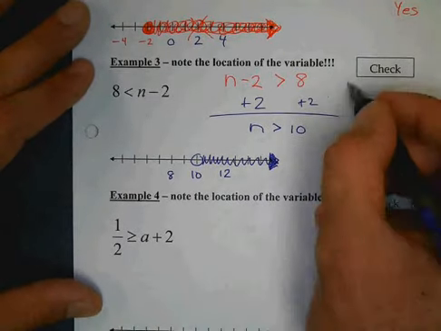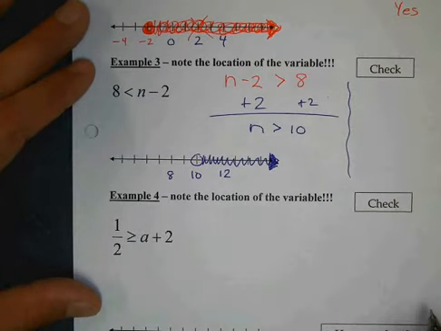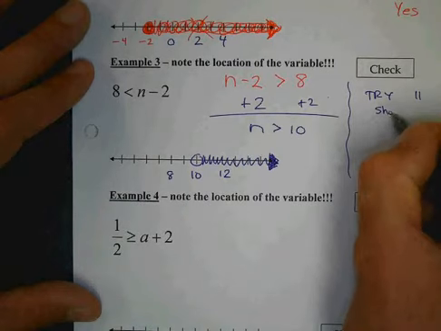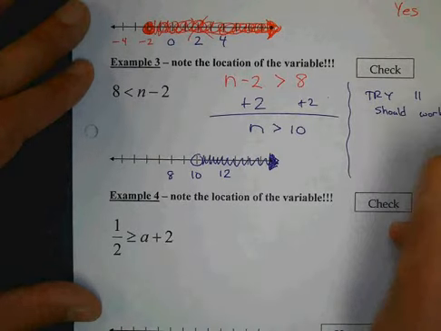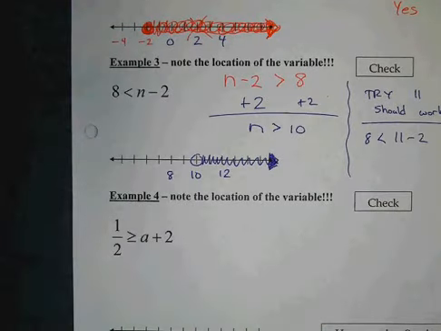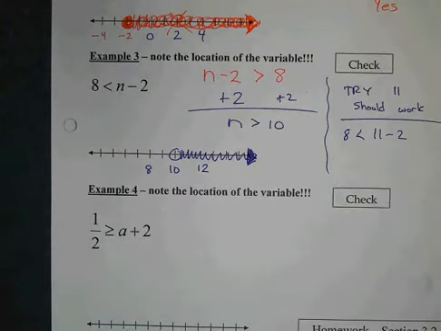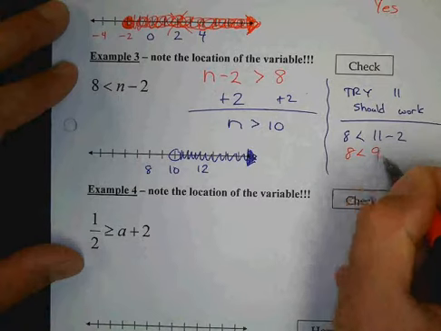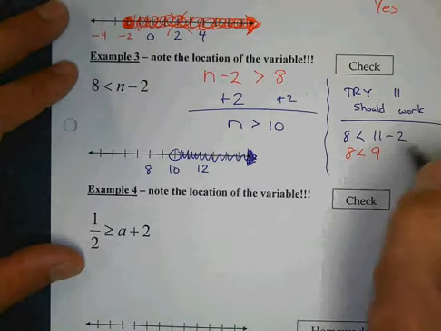Try a number. TJ, what do you want to try? Let's go 11. Okay, he's trying 11. Should it work? Yep. Okay, it should work. So here we go. 8 is less than 11 minus 2. What do you notice about when I'm trying it? What equation am I going back to? The original one that's typed in there. It hasn't been manipulated at all. Obviously, what's 11 minus 2? 9. Is 8 less than 9? Yes. Okay, so it does work.